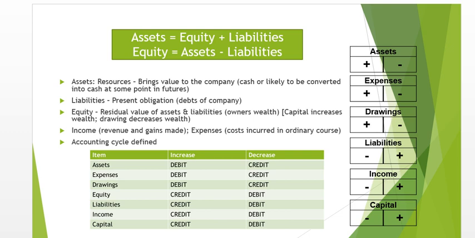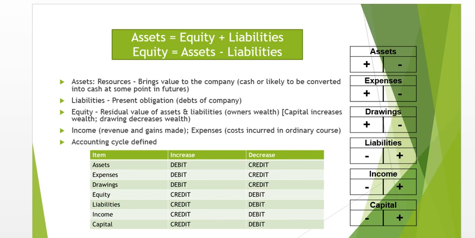So in accounting, your fundamental principle is the double entry system. For every transaction, it has a debit as well as a credit. And that comes from our accounting equation. Our accounting equation is stated as our assets equals our equity plus liabilities. Or we can rewrite it as our equity, the owner's wealth, equals your assets, what you own, less your liabilities, what you owe.